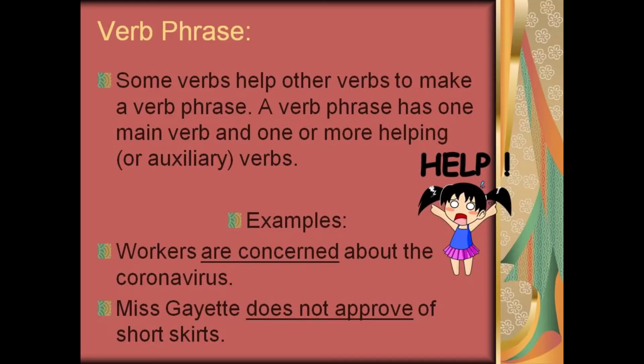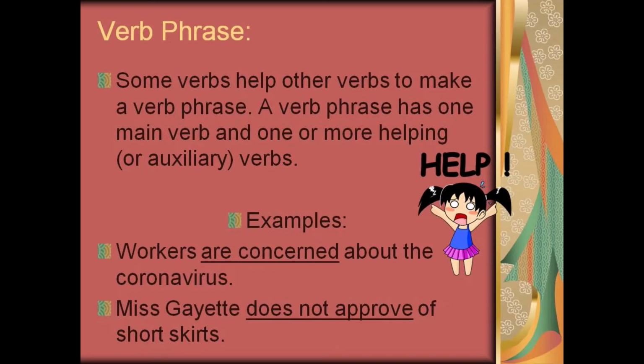And now we move on to verb phrase. Some verbs help other verbs to make a verb phrase. A verb phrase has one main verb and one or more helping or auxiliary verbs. Another word for helping verb is auxiliary verb. Here we have some examples for you.